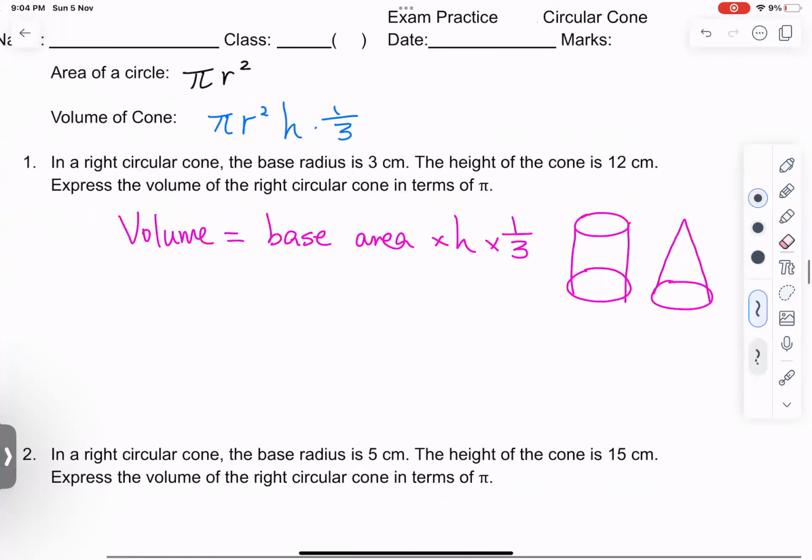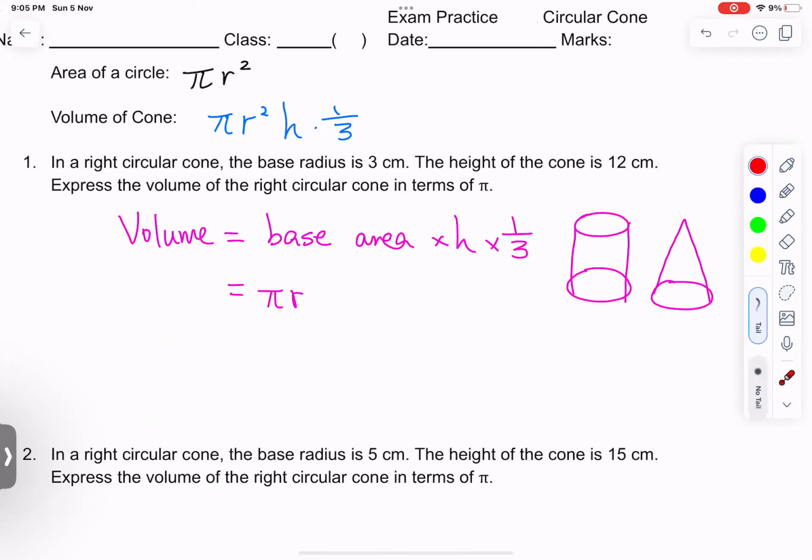Okay? And then what's our base now? Base is a circle. Circle area is pi r squared. Do we know the r of the circle? R means radius. Luckily, you're given. So replace that.